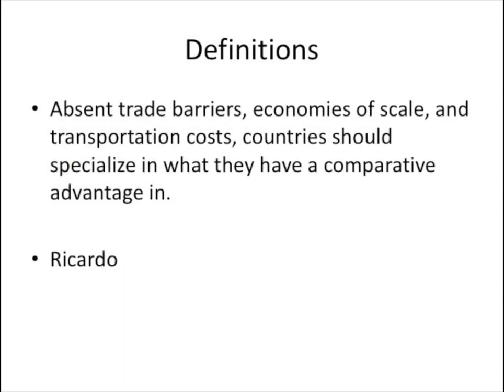Absent trade barriers, economies of scale, and all the examples that I'm going to use here do not assume any economy of scale or transportation cost differences. The country should specialize in what they have their comparative advantage in. So the country that has a comparative advantage in producing, say, corn, should produce corn. I'm going to give a couple of examples here of absolute and comparative advantage for a two-country case, two-product case, and these come from Ricardo.